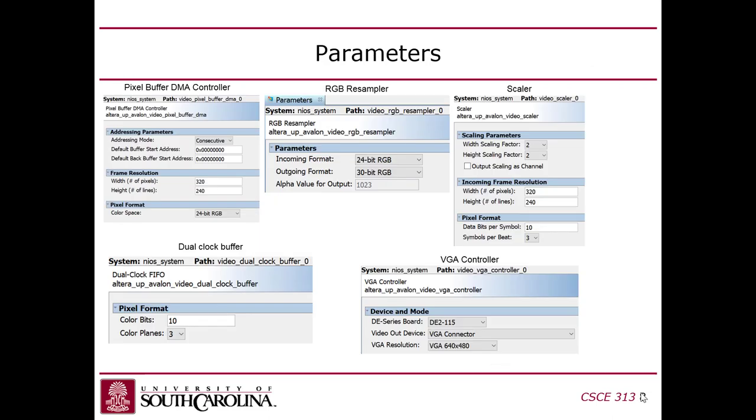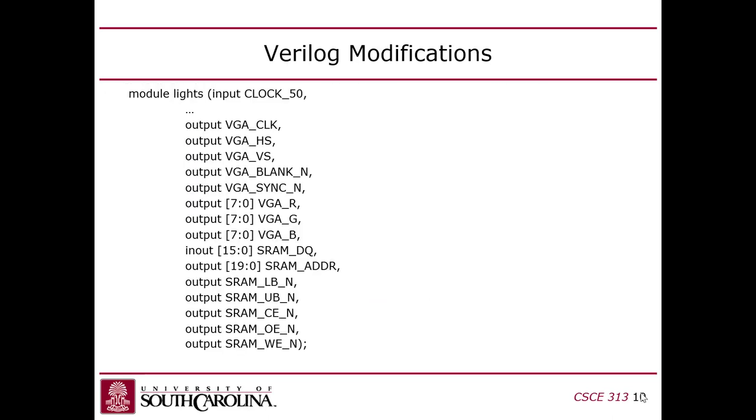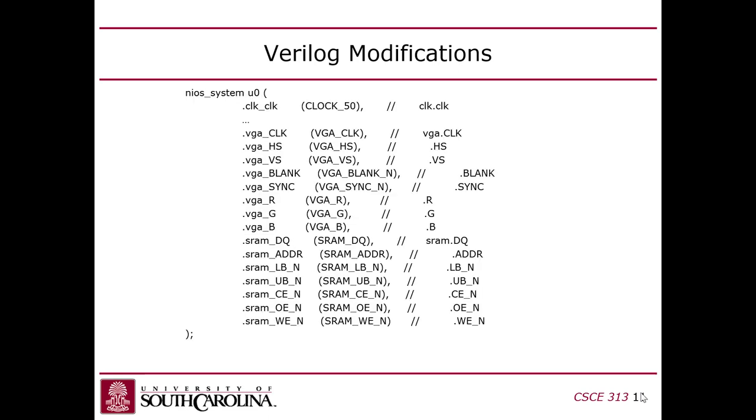So these are all the settings. I just have this here so you can reference this when you're building your stuff. And finally, the Verilog modifications involve you having to add the VGA and the SRAM pins, right? So you can just copy and paste that. This is going to go on your module. So you're going to add these to the end of your module statement, and you'll add these to the end of your NIOS system instantiation. Any questions about that?